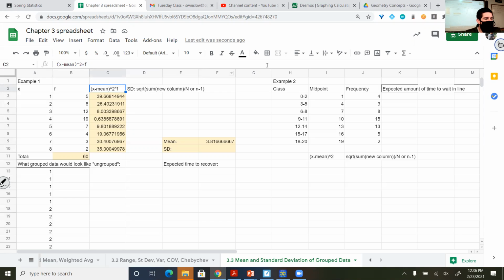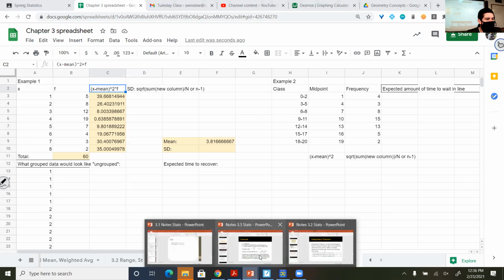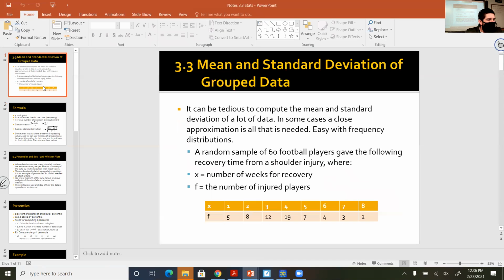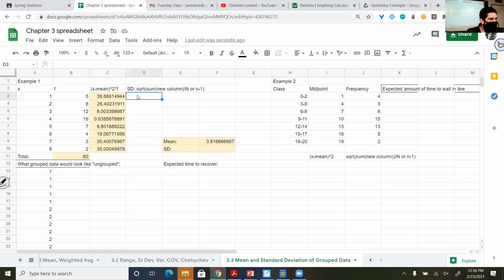Now these are just 60 random football players. If we look at the wording in the problem, it just says a random sample of 60 football players. If it's the entire population, it wouldn't be a random sample because it's not very random if it's everyone. So that's how I know this is a random sample.